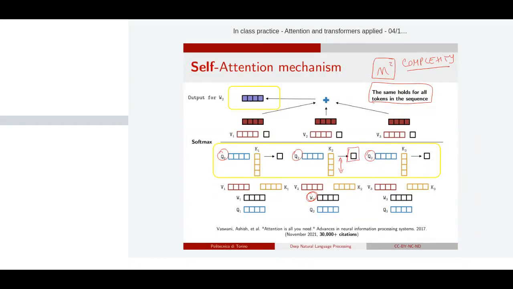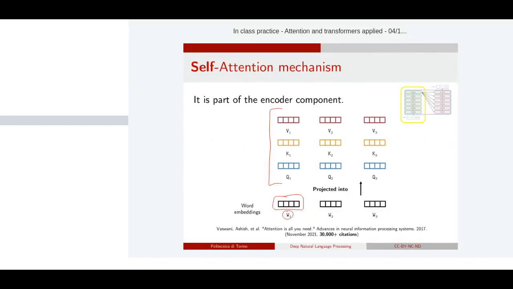No, query, key, and values are not a copy of the word embeddings, but a projection of them. In principle, I can have word embedding vectors of, I don't know, 1024 dimensions, and then query, key, and values of 512. So I can distinguish between them.